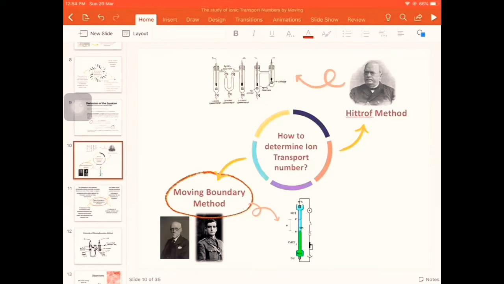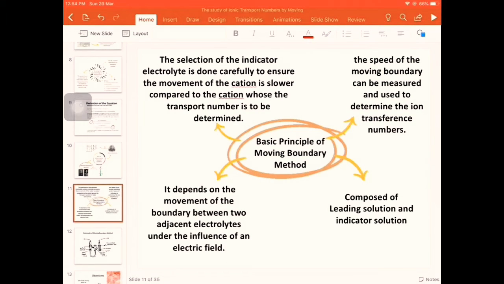Okay, a simple introduction. I will go into the basic principles of the moving boundary method. The moving boundary method is all about a boundary that can be seen, a visible boundary to be exact. Throughout the experiment, you will see a visible boundary that can be noticed. There are a few principles that we use in this method. The first principle is the movement of the boundary between two adjacent electrolytes, which are influenced by an electric field.